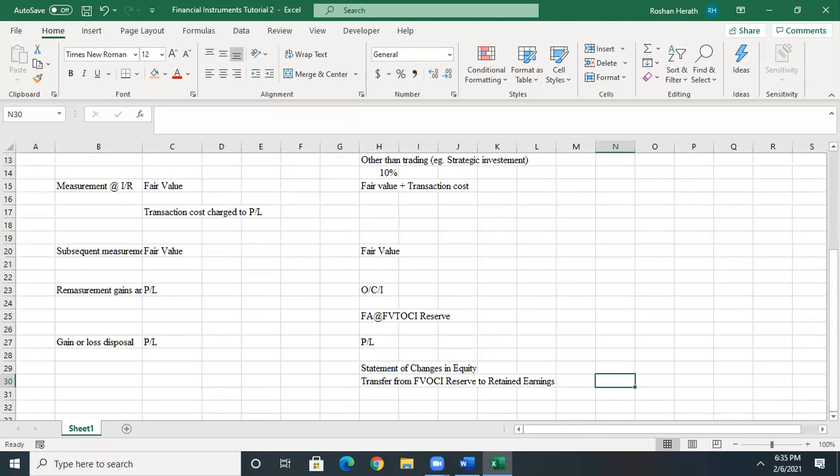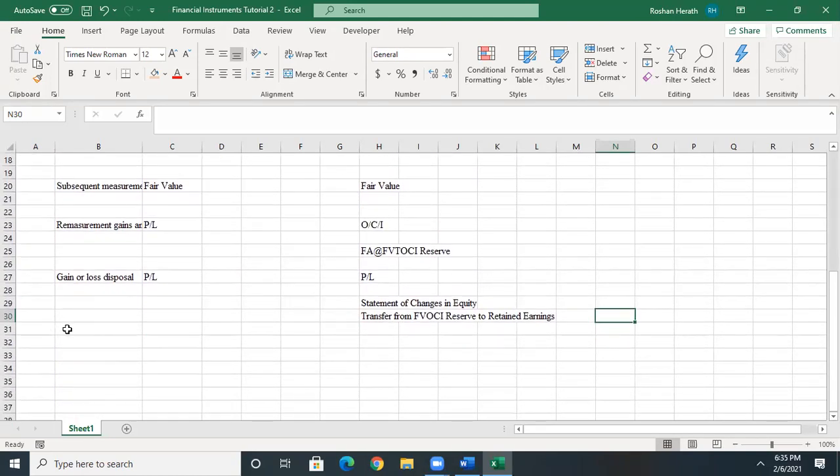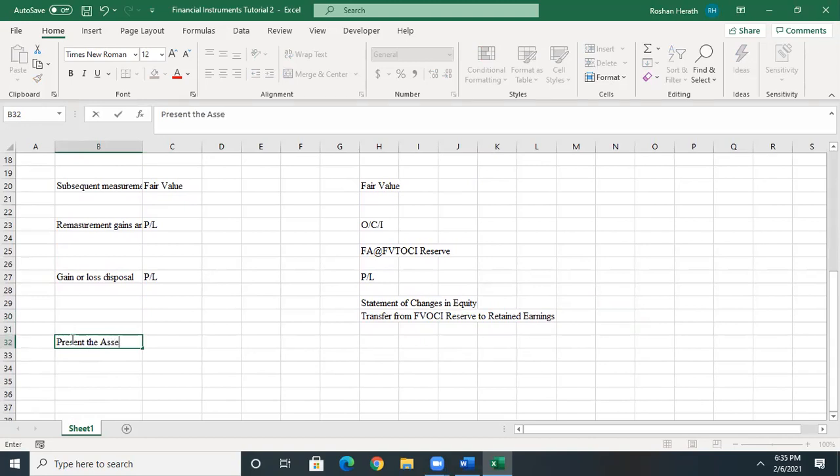And one last thing, what about the asset that you have at the end of a reporting period? How to present the asset at reporting date.